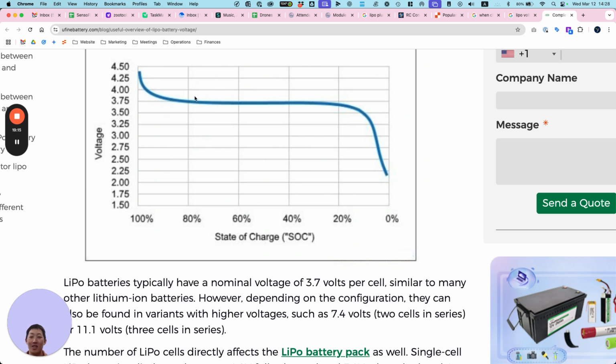Okay, so this is the curve here. You can see it's not linear. It's like a sideways S curve. This is the part right here, the 10% below that, that we have to be very careful about.